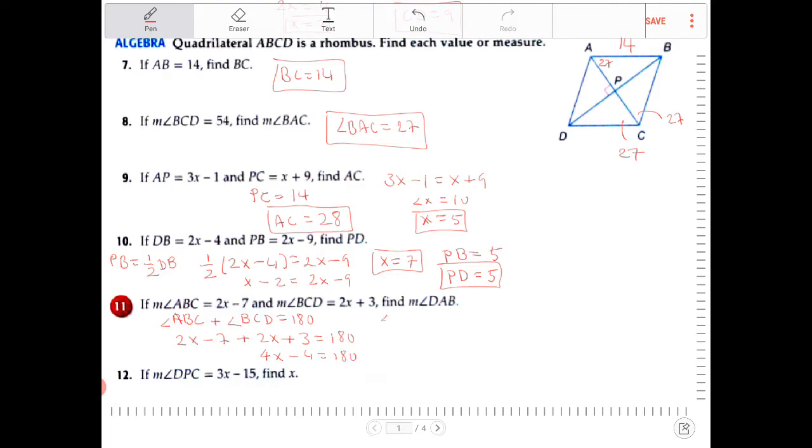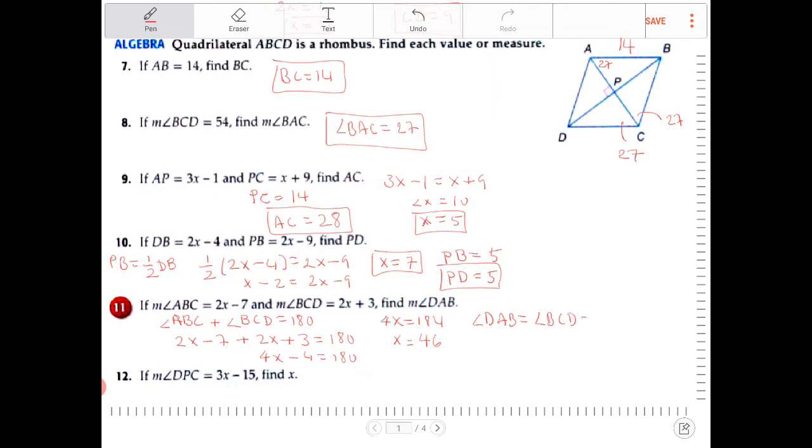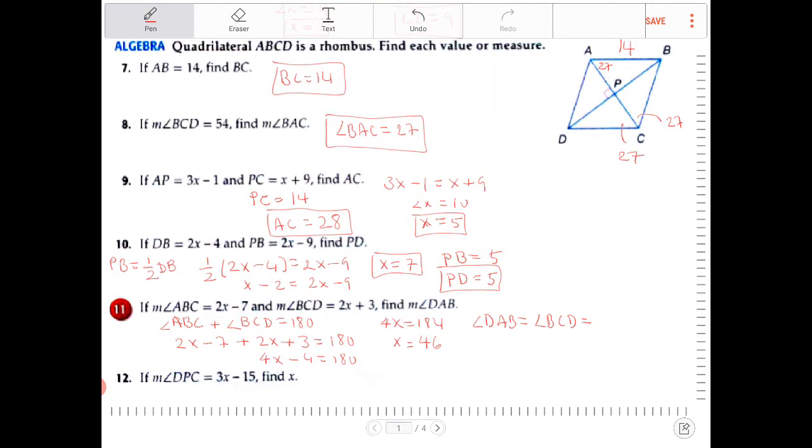Add 4 to both sides. 4x is equal to 184. Divide by 4. I end up with 46. And since I'm asked to find out what DAB is, angle DAB is going to be congruent to BCD. So therefore, if I substitute 46 into 2x plus 3, I'll end up with, what is that? 95.